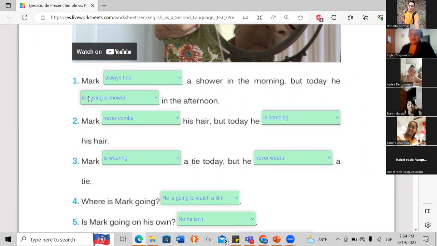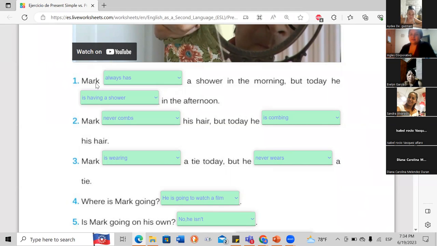Okay, Robert, number one. Mark always has a shower in the morning, but today he is having a shower in the afternoon. Very good. Here we are using the frequency adverbs, that are always, okay? And we are also using the present continuous and the simple present, okay? Mark always has a shower in the morning, but today he's having a shower in the afternoon. Okay, good. Number two.